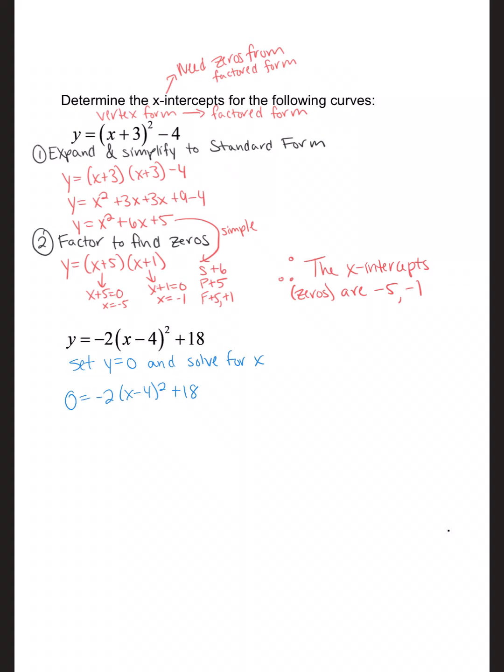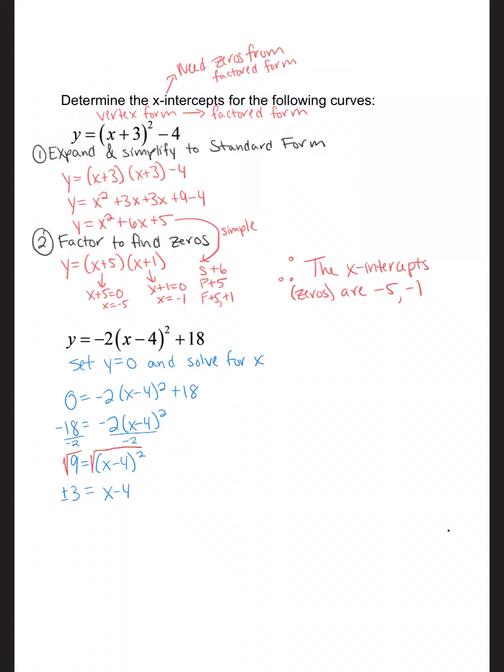So the first thing I'm going to do is I'm going to move that 18 over by subtracting it. Okay, and then I'm going to divide both sides by 2. So I'll divide this side by -2 and this side by -2. So we should get 9 equals x minus 4 squared. Now the next thing we have to get rid of is that square. Okay, so we have to make sure we're going to square root both sides. Okay, when I square root x minus 4 squared, we get x minus 4. But when I take the square root of 9, I get plus or minus 3.